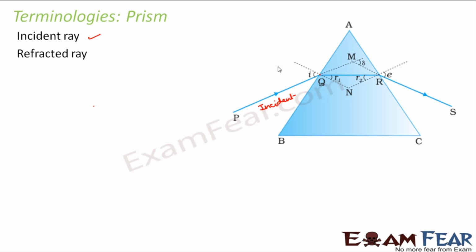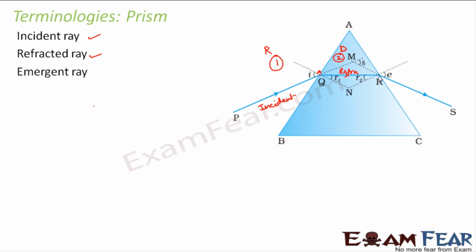Then what happens? When this ray of light enters from medium 1 to medium 2, this is made up of glass, so this has got a different refractive index. So refraction takes place. Since it is entering from a rarer medium to a denser medium, the ray will bend towards the normal. This is the normal because it is perpendicular to this surface. Now you see that instead of going like this, it bent like this. So this is my refracted ray.